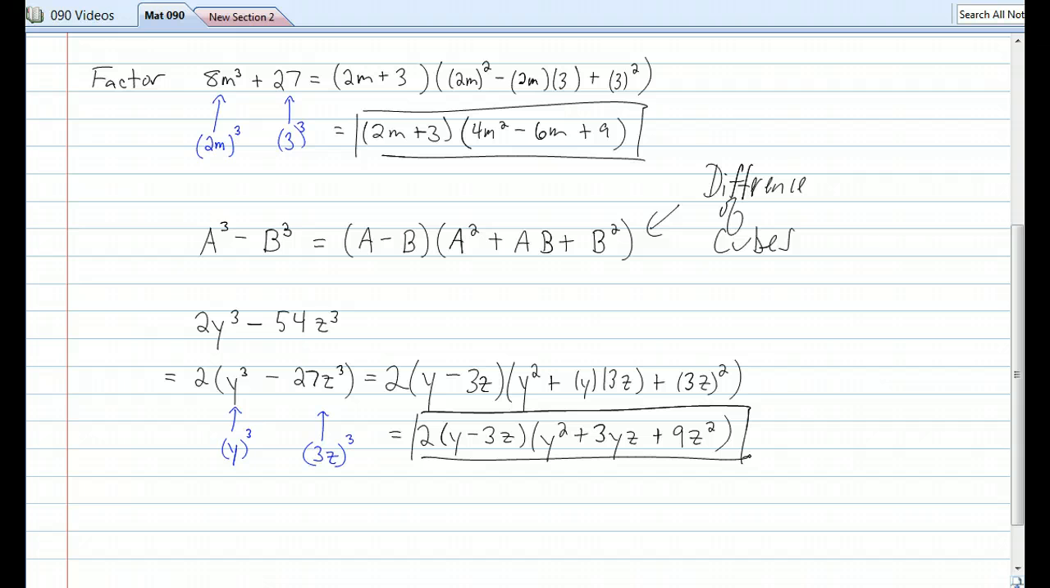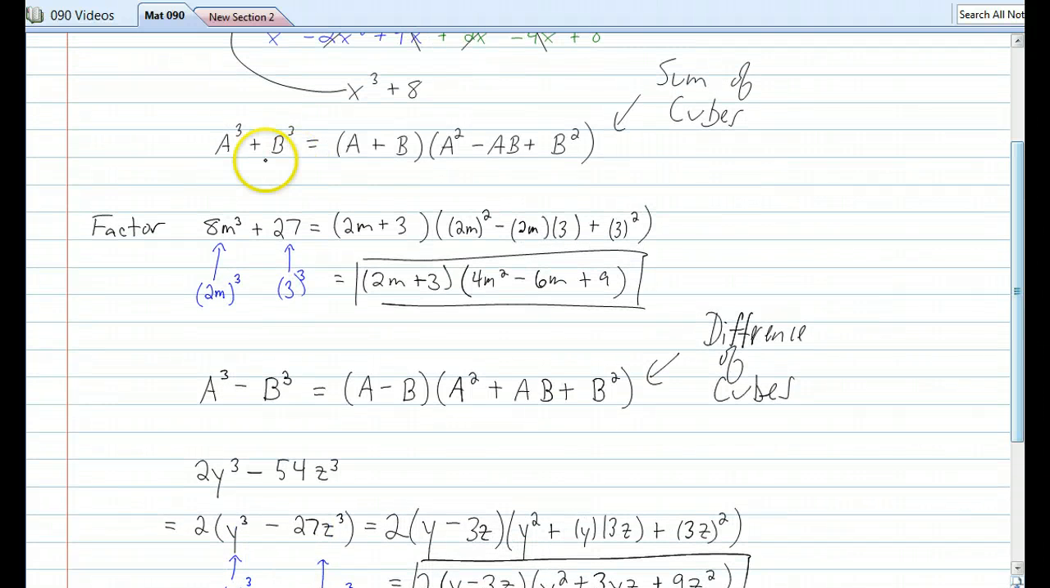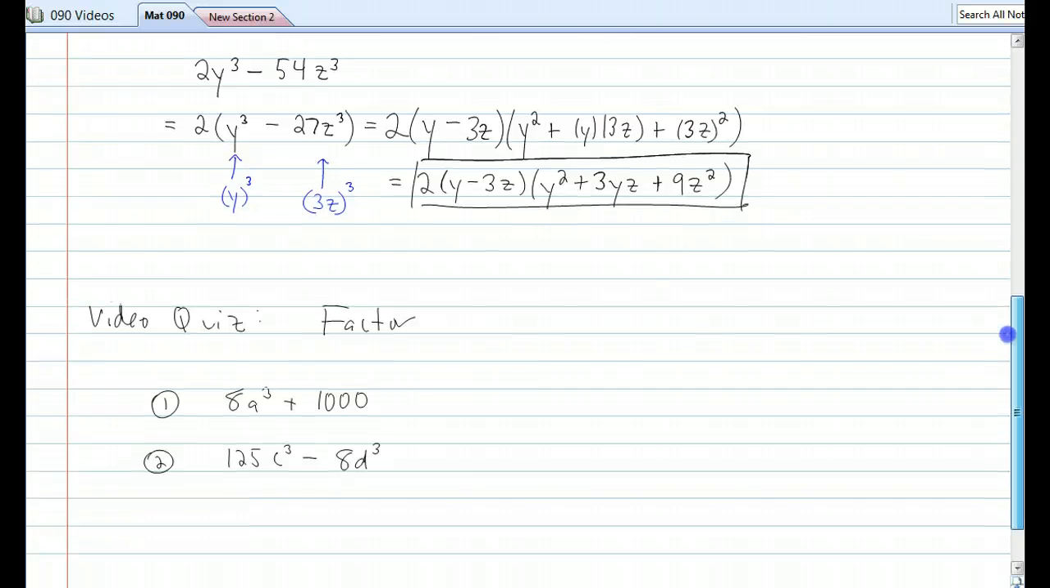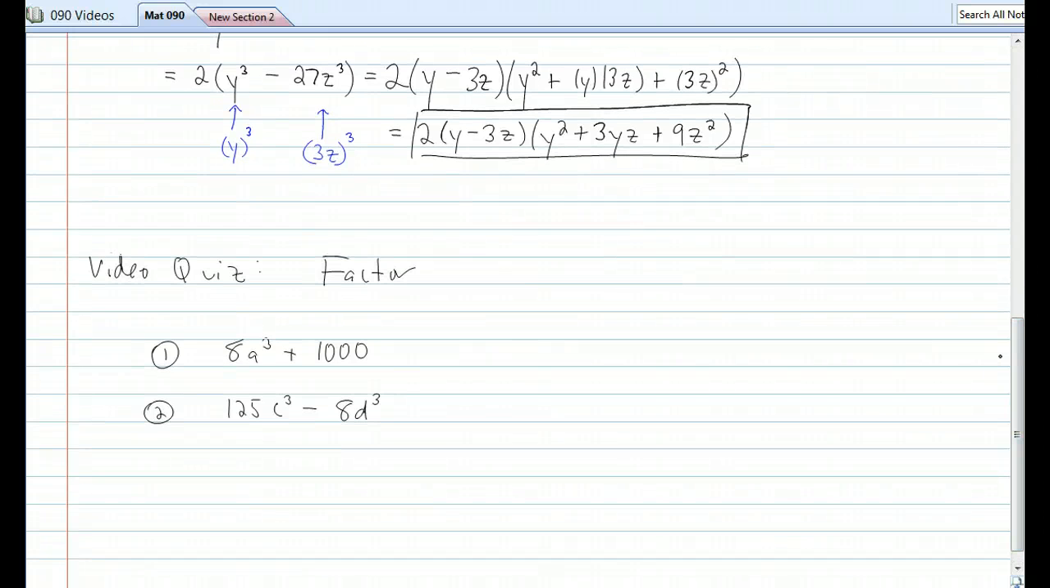Okay, we'll keep this video simple. That'll be it for sums and differences of cubes. Basically, all you have to do is know how to recognize the sum of cubes and the difference of cubes, and know how to use these formulas. Okay, for your video quiz, just factor those two things right there.